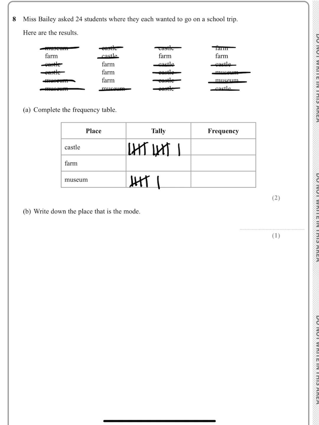And then 1, 2, 3, 4, 5, 6, 7 farms. So I had 11 here, 7 here, and 6 there. Just making sure I have the right number. So 11 plus 7 is 18 plus 6 is 24. So I know that I've got the right amount there because it says there were 24 students.